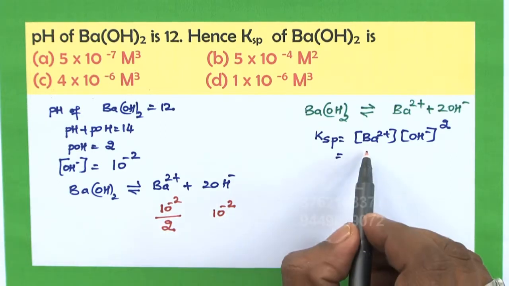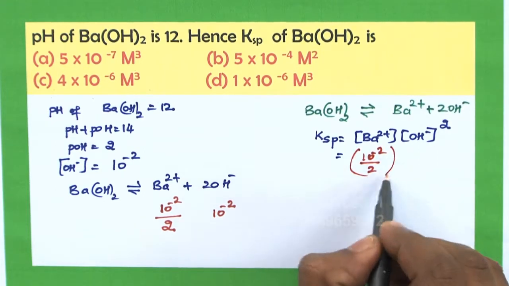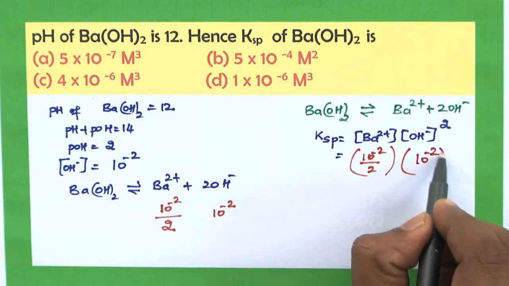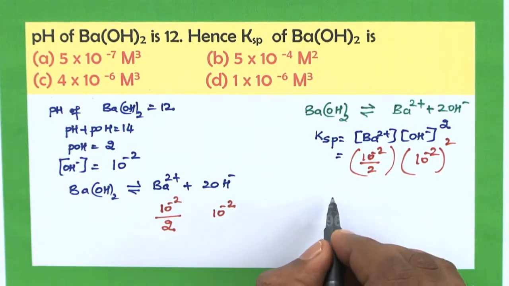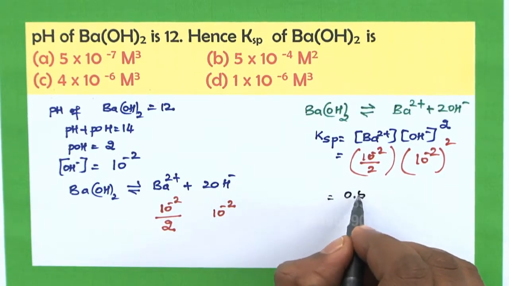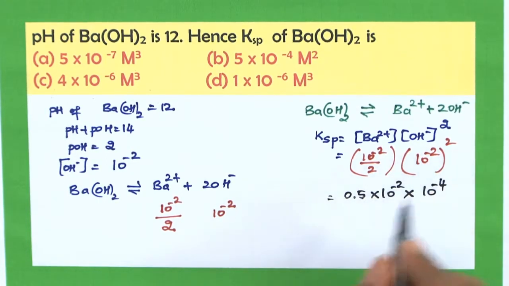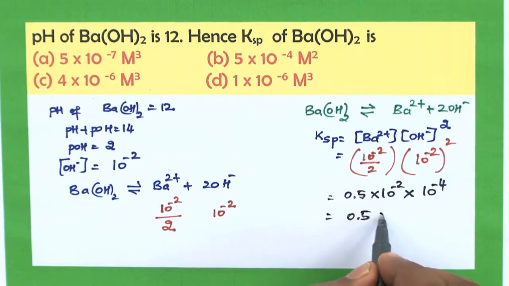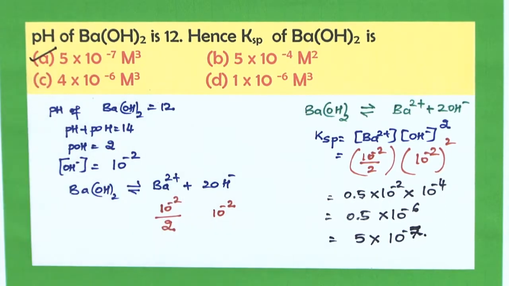So hence Ksp is equal to concentration of barium ion, that is 10 to the power minus 2 divided by 2, times hydroxyl ion, that is 10 to the power minus 2, raised to 2. Now, 10 to the power minus 2 by 2 is 0.5 into 10 to the power minus 2, into 10 to the power minus 4. So that is 0.5 into 10 to the power minus 6, that is nothing but 5 into 10 to the power minus 7, if I shift the point forward. Hence option A is the right answer.